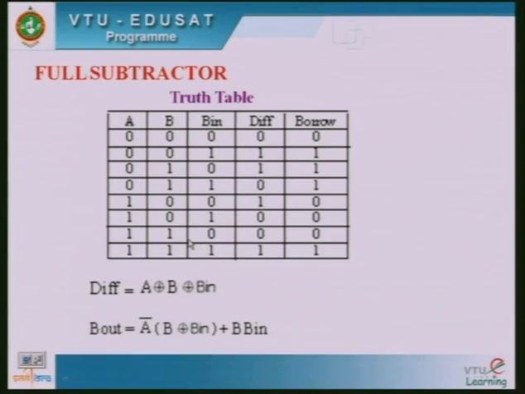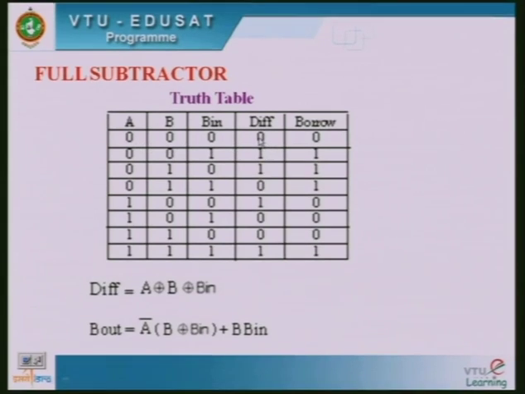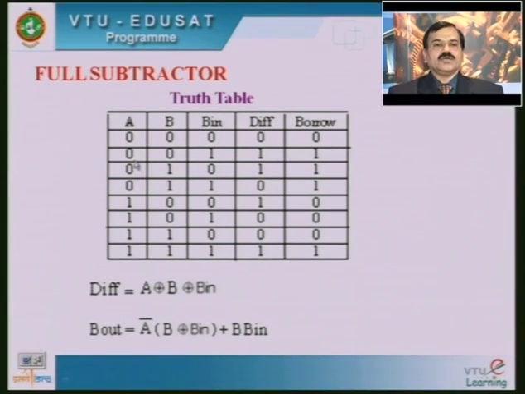Next, the full subtractor. While doing the full subtractor operation, we take three variable values: A, B, and also B in, and the difference and borrow are taken like this. If all three values are 0, then the difference value is 0 and borrow is also 0. If 0, 0, 1 is there, then the difference becomes 1 and borrow also becomes 1. If 0, 1, 0 is there, then the difference becomes 1 and borrow also becomes 1.